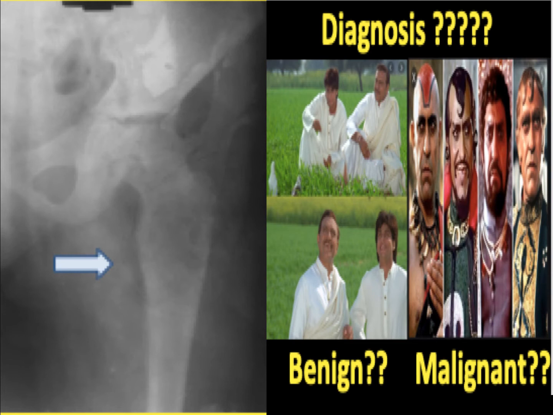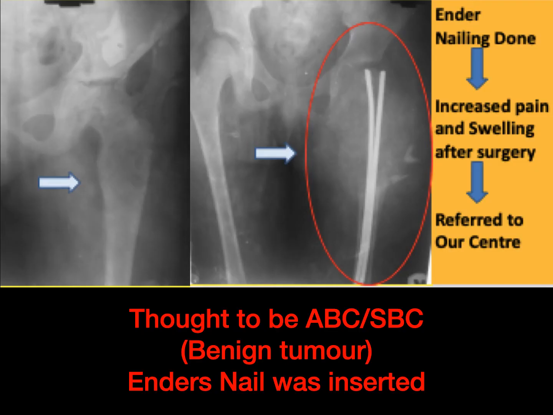If we evaluate this X-ray properly, we can appreciate there is a lesion in the femur which looks ill-defined, and there is some calcification or ossification seen. There is periosteal reaction appreciated in this case. So based on the radiological diagnosis, whether this looks benign or malignant, that should be kept in our mind.